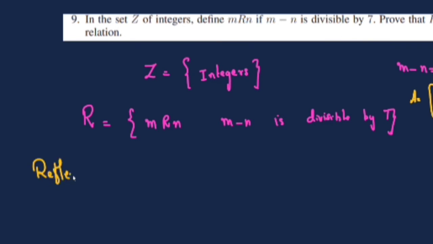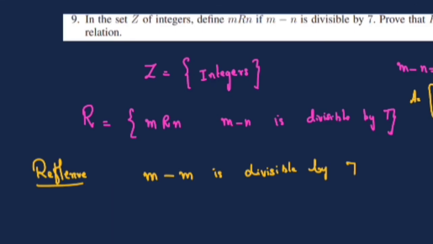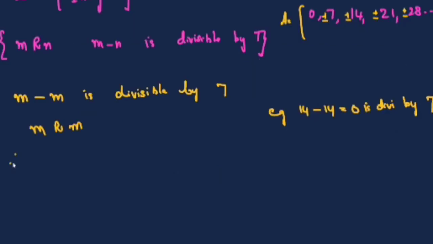So reflexive is: m minus m is divisible by 7. Take any number. 14 minus 14 is 0. 0 is a multiple of 7, isn't it? 0 is divisible by 7. Any 0 is divisible by all the numbers. So m is related to m, isn't it? The condition is m is related to n if m minus n is divisible by 7. This is reflexive.